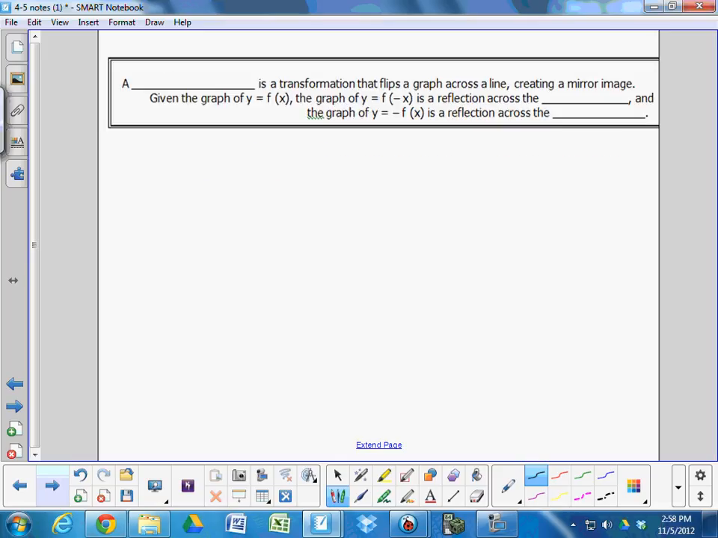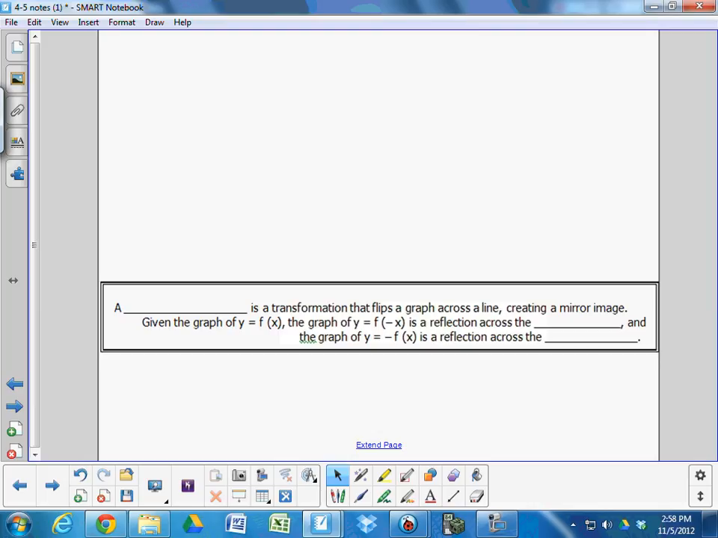Finally, what we have here is the definition of what's called a reflection. We have a reflection being a transformation that flips a graph across a line, creating a mirror image. Given the graph of f of x, f of negative x is a reflection across the y-axis.